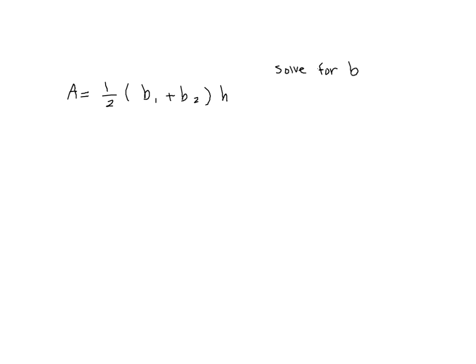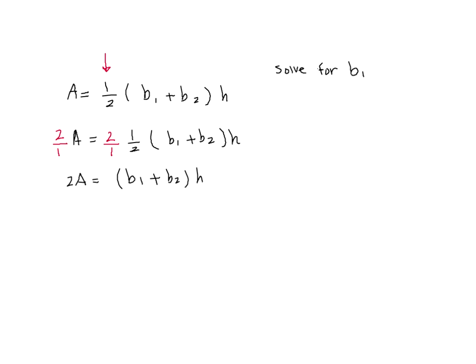All right, we want to solve for B1. Doesn't matter, B1 or B2. Solve for B1. So the first step is to eliminate that 1/2. To eliminate this 1/2, I can multiply both sides of the equation by a reciprocal of that, which is 2/1. So we get 2A is equal to (B1 plus B2) times H. So let me ask at this point, put the check mark in front of your name if you're all okay with this up to this point here. Check mark if you all can get it.